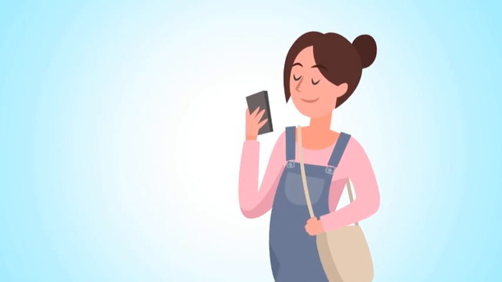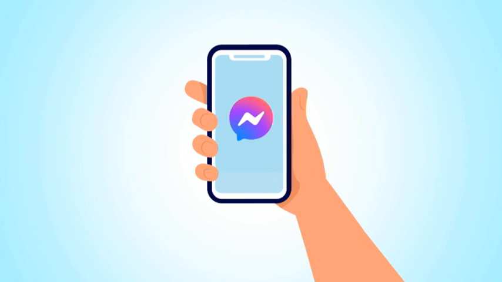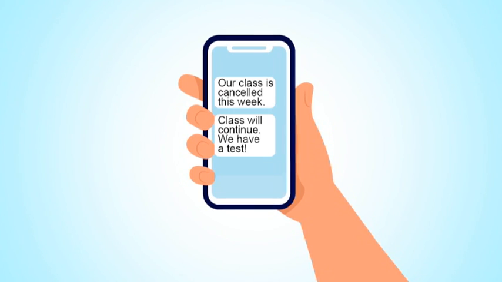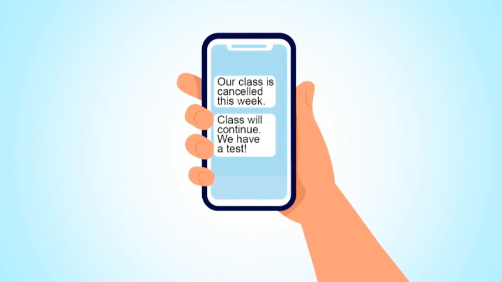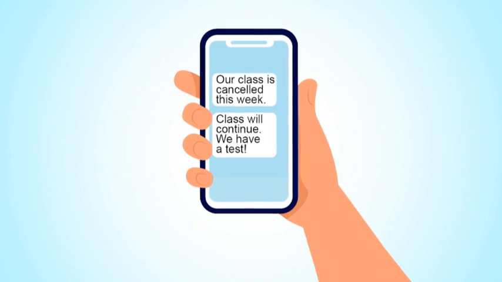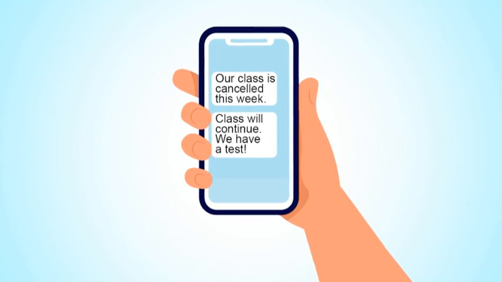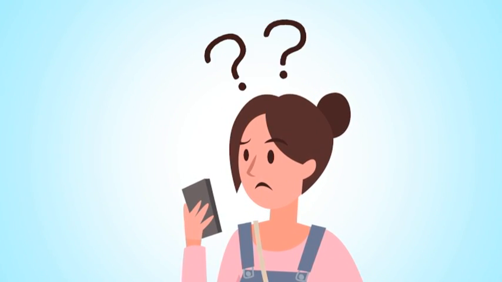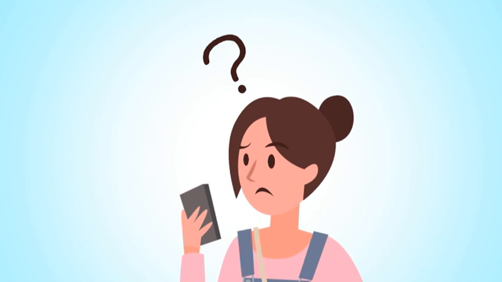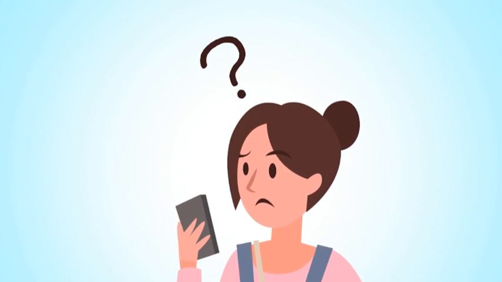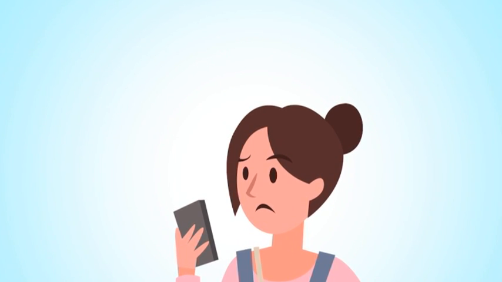Take this situation as an example. Let's say somebody told you on Messenger that one of your classes for this week was canceled. What if another co-learner tells you the exact opposite, that your classes will continue and that you even have a test to take this week? What will you do then? Would you believe them right away? Or will you ask your instructional manager first before either take the day off or dig into your lessons?